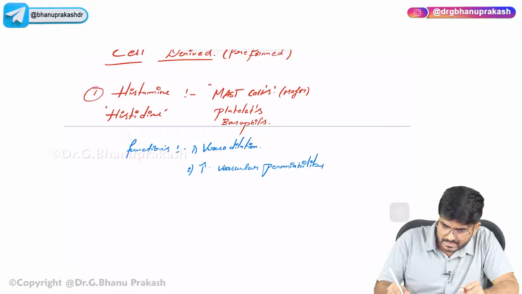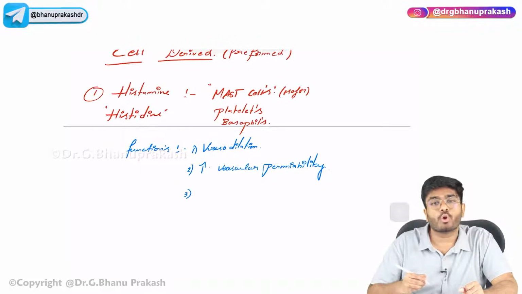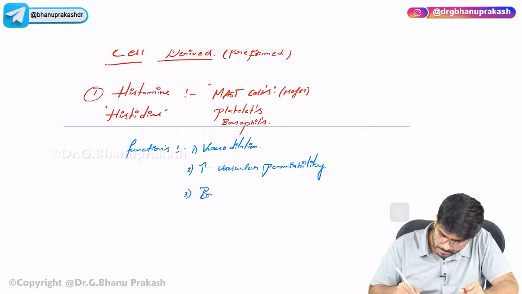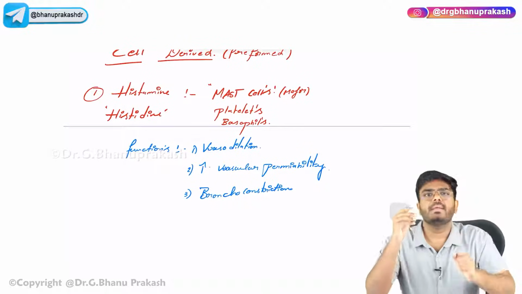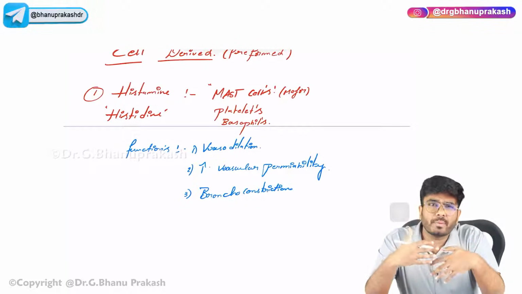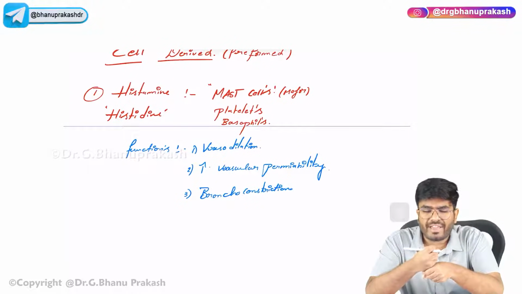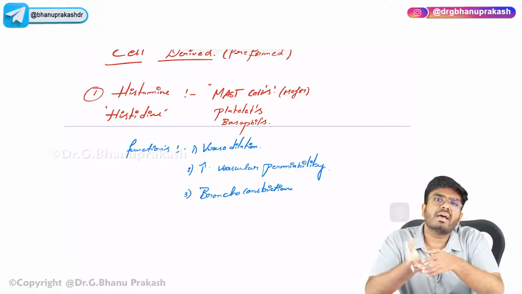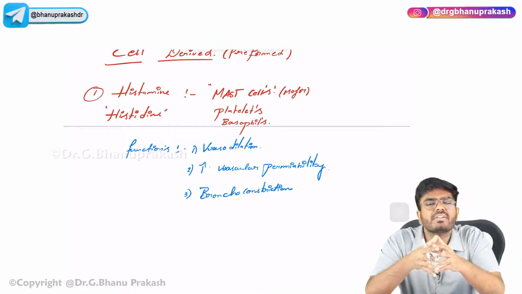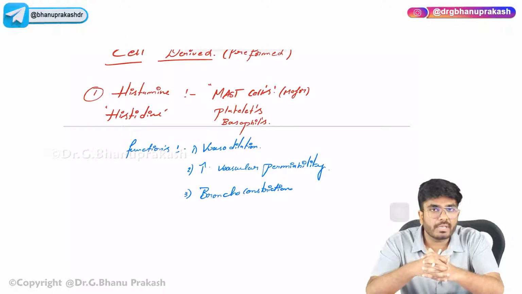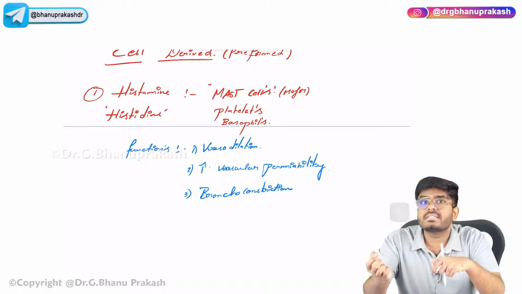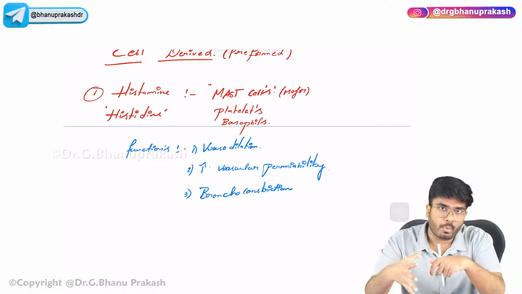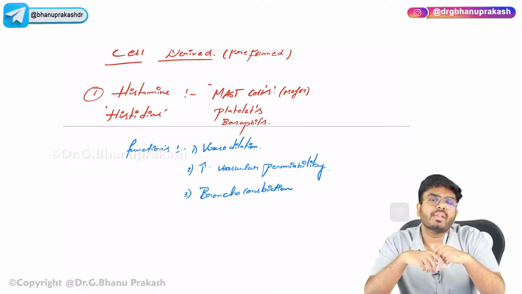Okay, it increases the vascular permeability and bronchoconstriction. So, what I want you to know is, the increase in vascular permeability and increased vasodilation, all these are the vascular events in the inflammation, right? So, the histamine during inflammation is going to be released by the mast cells, which helps in promoting the inflammation. That's why it's an inflammatory mediator.